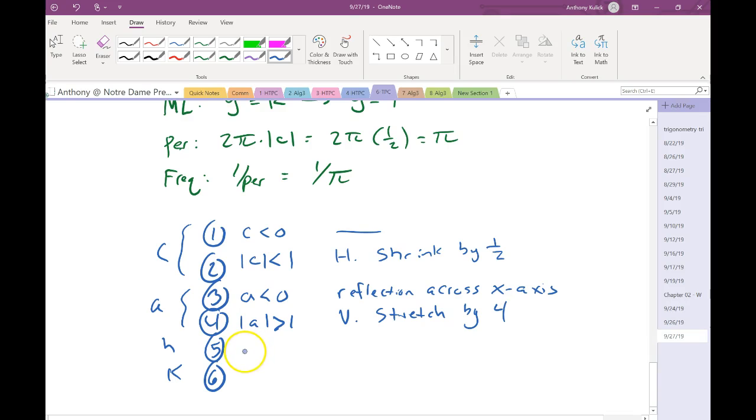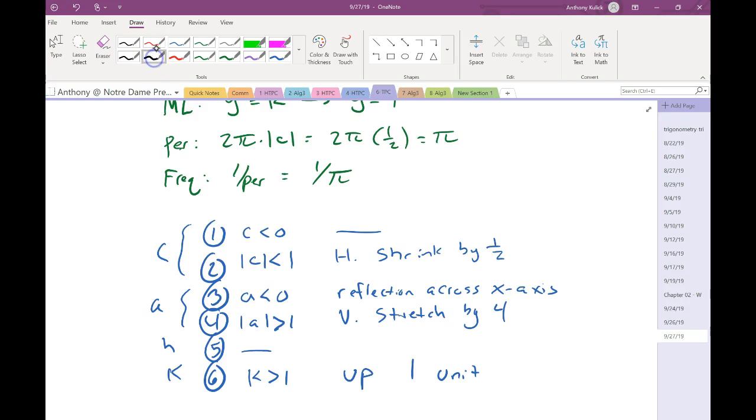Since our H is 0, we don't have any shifting left or right. And since our K is positive, we're going to go up 1 unit. So this is the same kind of transformation that we described from chapter 1, right? The same kind of idea. We're just applying it now specifically to sine and cosine functions.